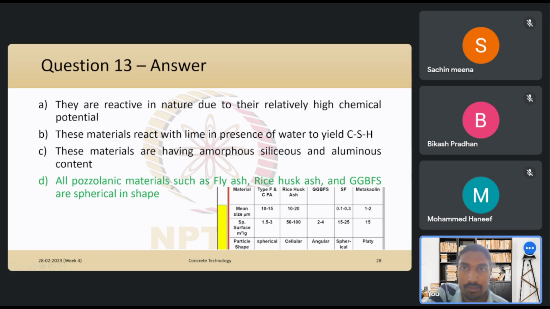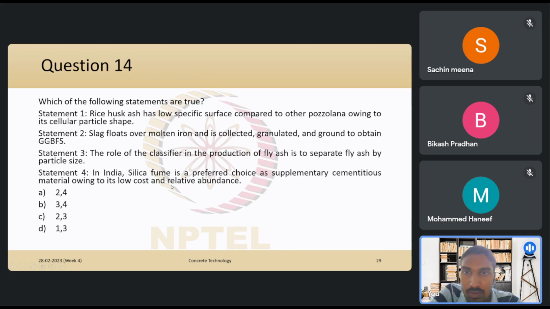It varies. Okay, so question 14, we have 4 statements and we have to tell which of these statements are true. The first statement is rice husk ash has low specific surface compared to the other pozzolana owing to its cellular particle shape. Statement 2, slag floats over molten iron and is collected, granulated and ground to obtain GGBFS. Statement 3 is the role of the classifier in the production of fly ash is to separate fly ash by particle size. And statement 4 is in India, silica fume is a preferred choice as supplementary cementitious material owing to its low cost and relative abundance.